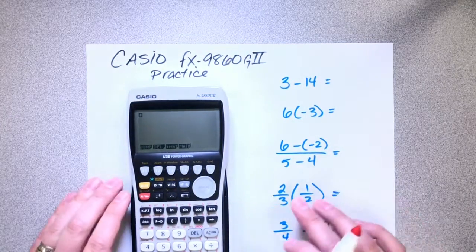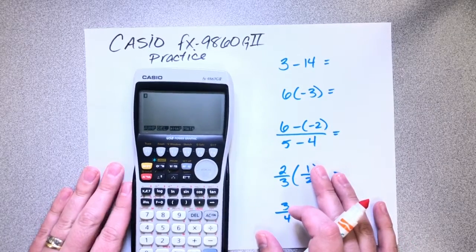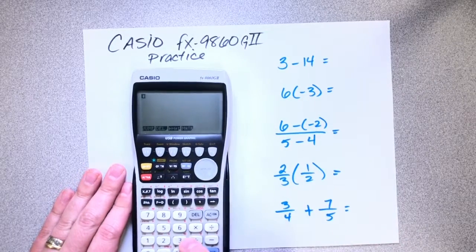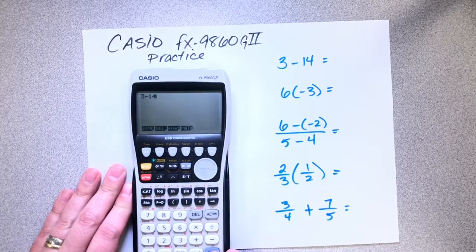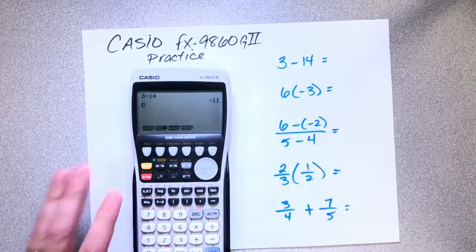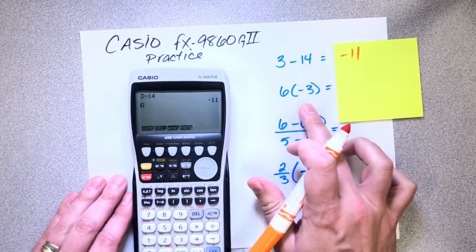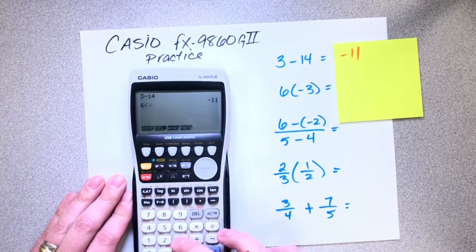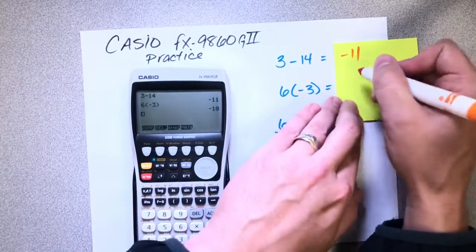Most operations that you can do with integers can be done on the calculator if you type them in correctly and carefully. This one says 3 minus 14. Well, if you're not real sure, type it in exactly how it sounds, 3 minus 14, and it'll give you the answer of negative 11. Moving on, 6 times negative 3. Type it in exactly how it looks in the problem that you have, and the calculator does most of the thinking for you.